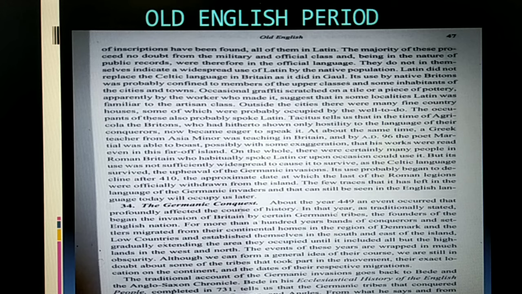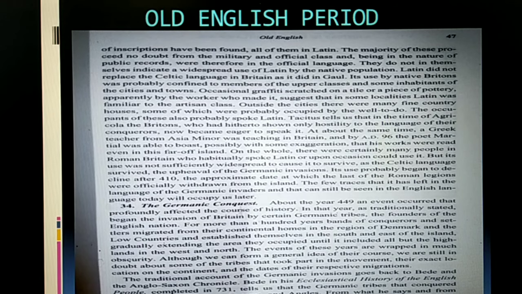Now let's look at the Germanic conquests and the consequences. About the year 449, an event occurred that profoundly affected the course of history. In that year, as traditionally stated, began the invasion of Britain by certain Germanic tribes, the founders of the English nation. For more than 100 years, bands of conquerors and settlers migrated from their continental homes in the regions of Denmark and the Low Countries and established themselves in the south and east of the island, gradually extending the area they occupied until it included all but the highlands in the west and north.